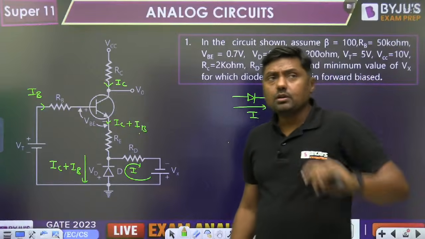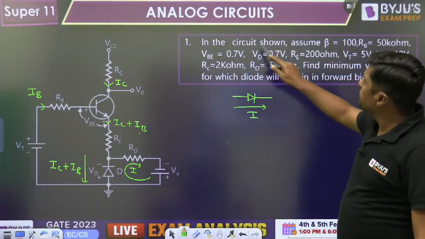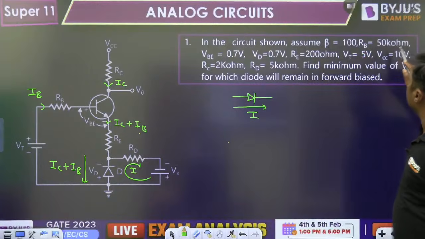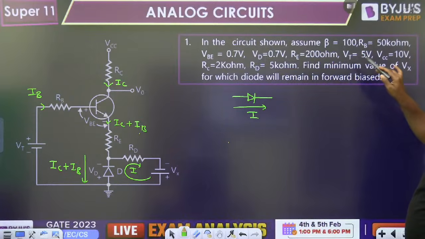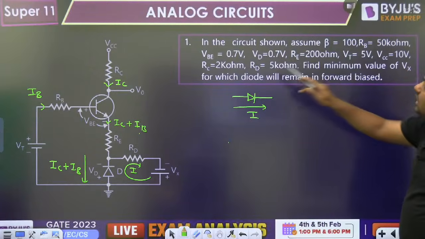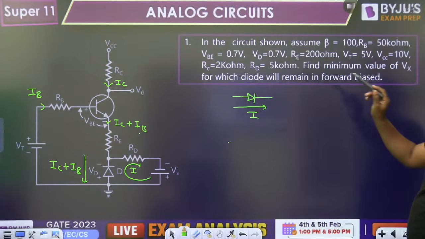The question is visible, everyone. In the circuit shown, assume beta is equal to 100, RB 50 kilo ohm, VB 0.7, VD 0.7, RE, VT 5 volt, VCC 10 volt, RC 2 kilo ohm, RD 5 kilo ohm.